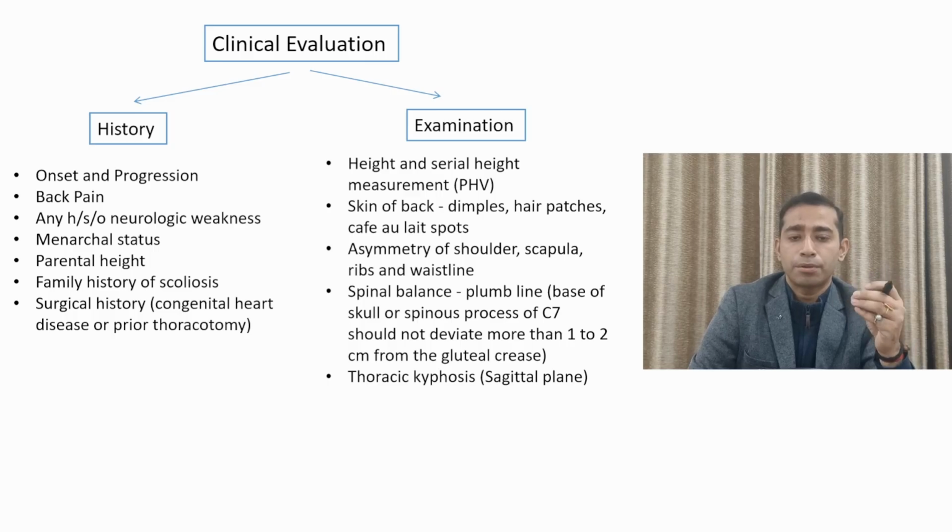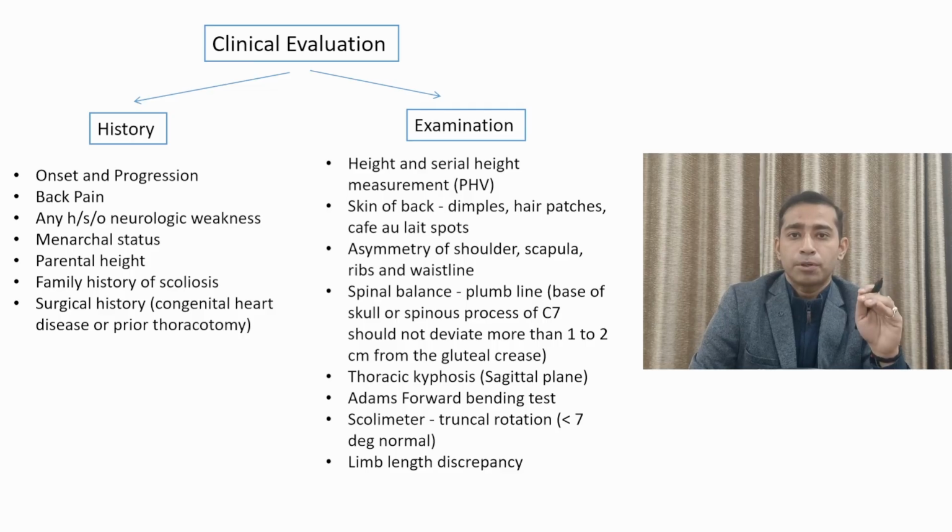We also try to ascertain the balance of the spine. We look for any asymmetry of the shoulder, scapula, ribs, or waistline. For a coronal spinal balance, we drop a plumb line from the base of the skull or the spinous process of C7 and look at its relationship with the gluteal crease. Normally, this plumb line should not deviate more than 1 to 2 cm from the gluteal crease. Any more deviation is an indication that there is a spinal imbalance in the coronal plane. We look for any thoracic kyphosis.